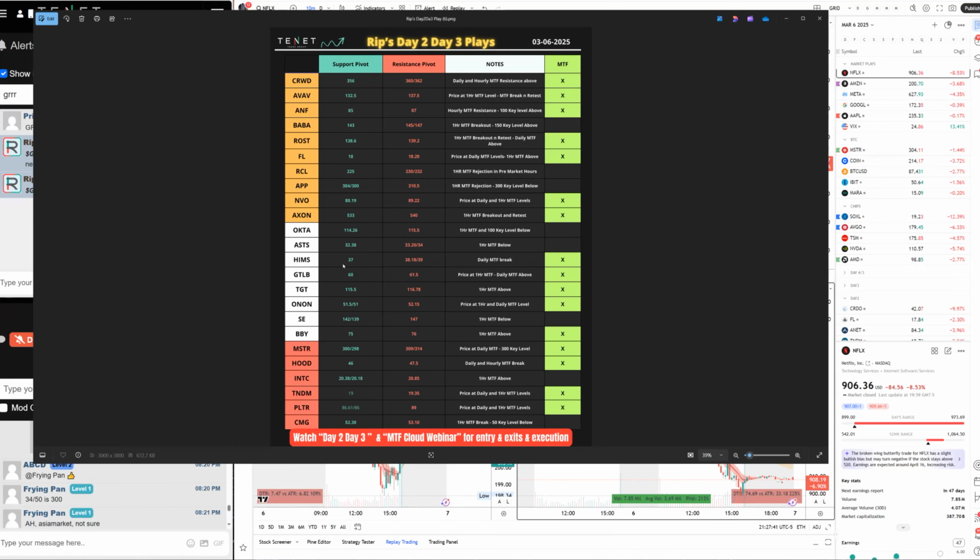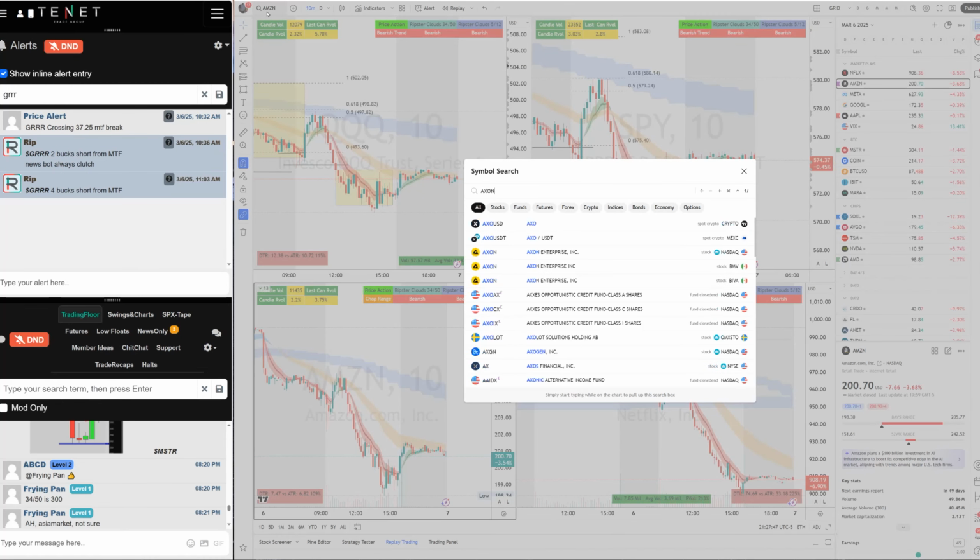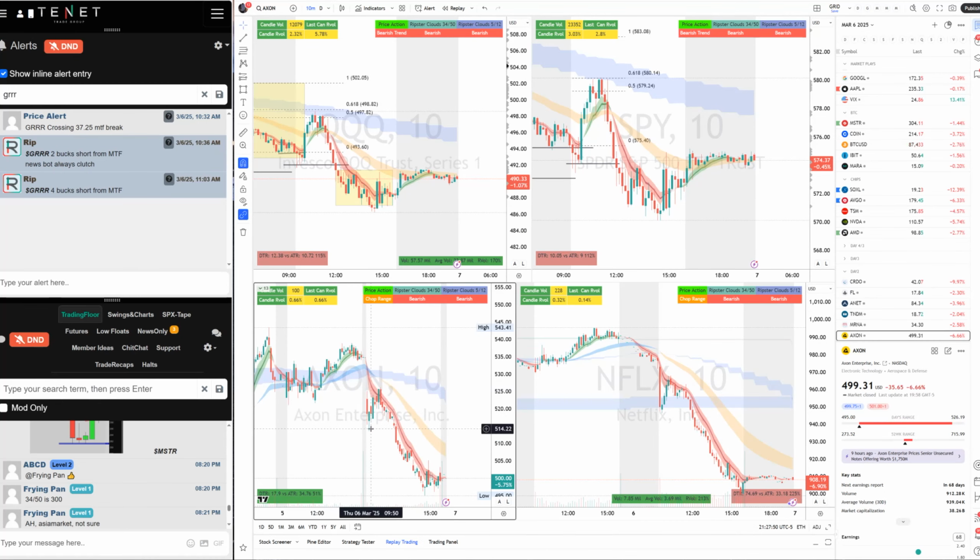I didn't do much, but traders were trading AXON today, which was a 1 hour breakout. A lot of day two. I can recap a lot of plays there, but you can see that AXON was a day fade all day as well to the 400s.